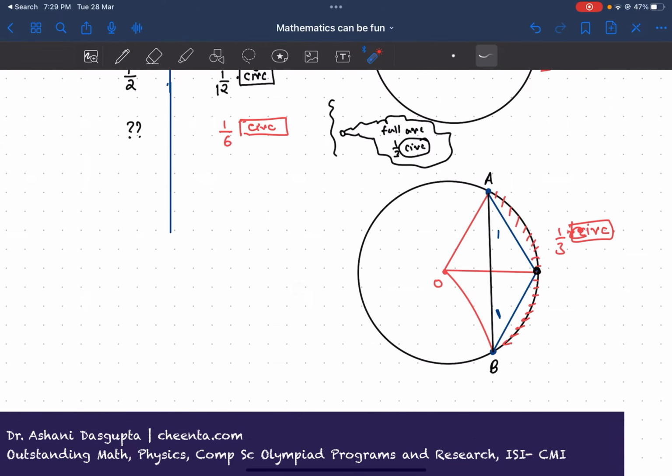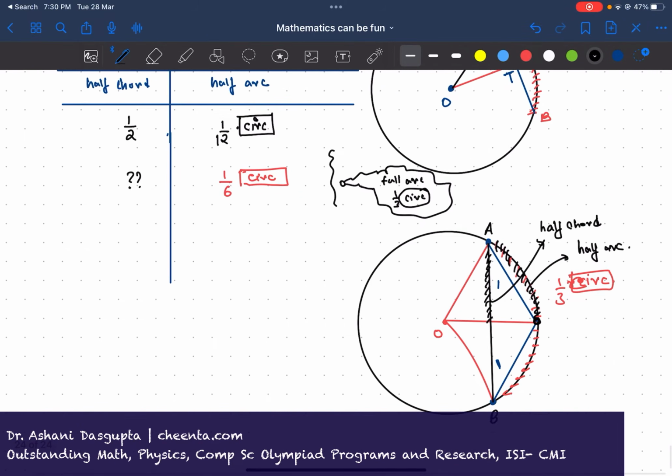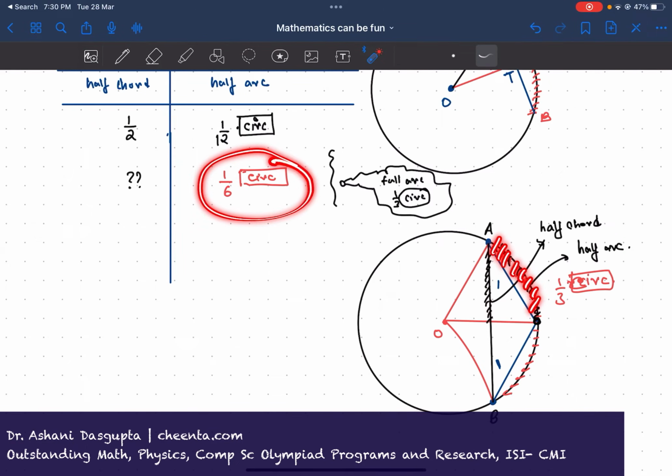Okay. So if that's true, then let me shade the half arc. This is the half chord, and this is the half arc. So what is the length of this half chord? If this entire arc is 1/3 of the circumference, the half arc is 1/6 of the circumference. That's what we want. So what is the half chord?